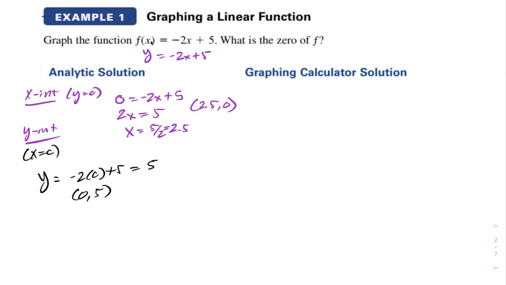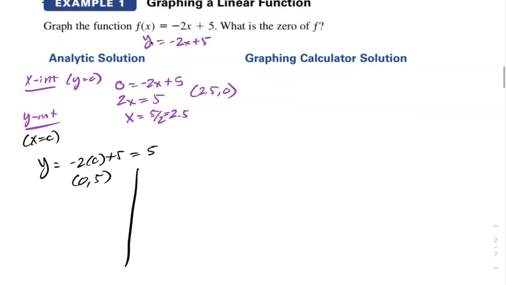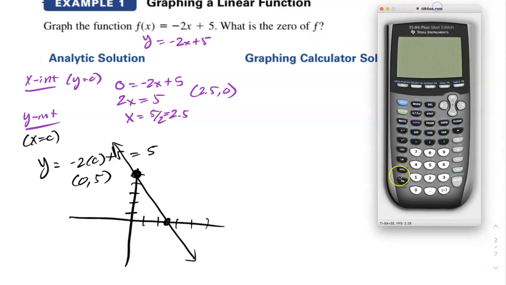Anyway, when I graph this, to make a normal xy chart, we have the point (0, 5), so 1, 2, 3, 4, 5. We have the point (2.5, 0), so 1, 2, 3, 4, 5, 2.5. Connect these two. There's my graph.